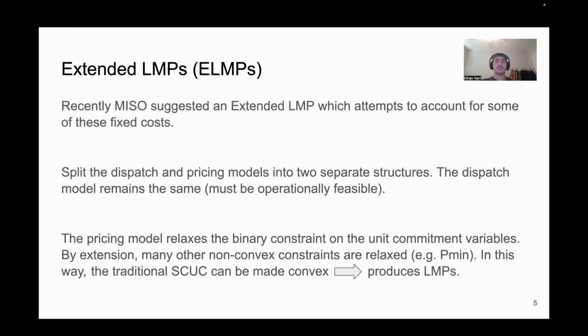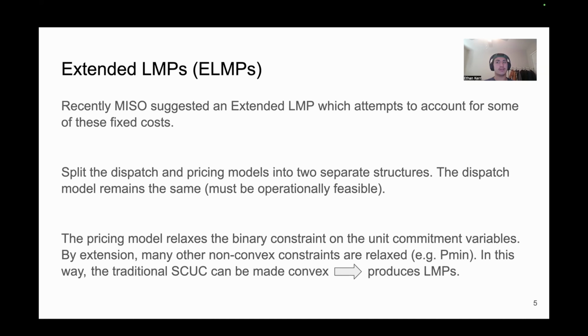ELMP, and this would incorporate the costs that would require uplift payments, such as the startup and no-load costs, and it would put them directly into the marginal price. To do this, we have our traditional dispatch model and the pricing model. The dispatch model still uses the SCUC, and it identifies the constraints and the reliabilities. The other side is the pricing model, which instead of using SCUC, uses a model that will relax the binary commitment numbers that we spoke about earlier.